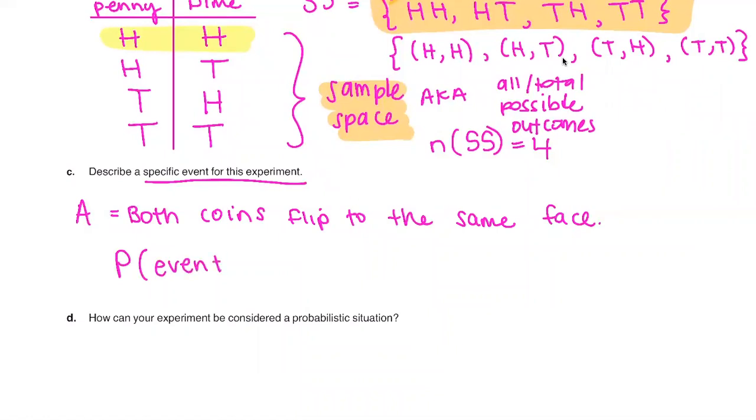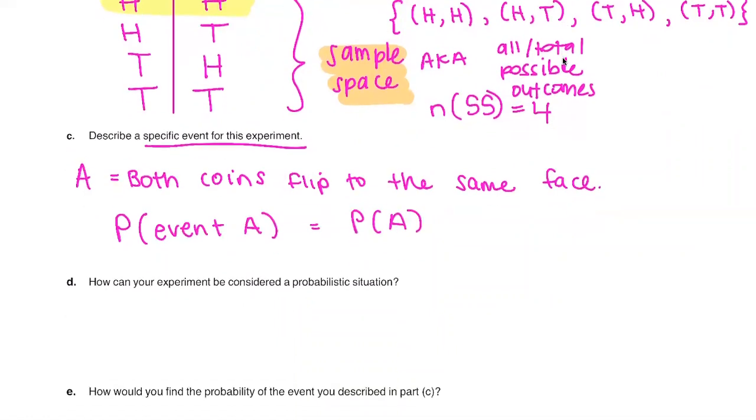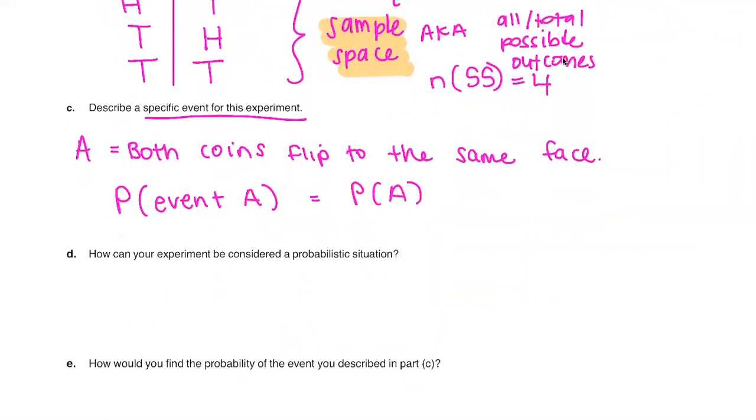of event A with this notation, or you could just write probability of event A with this notation. You could also just write the probability of both coins same face, or just same. That's all different great notations. That's a specific experiment event in this scenario.